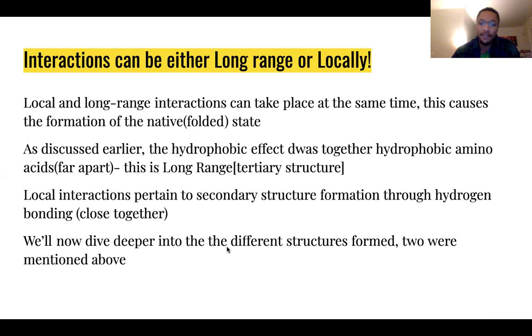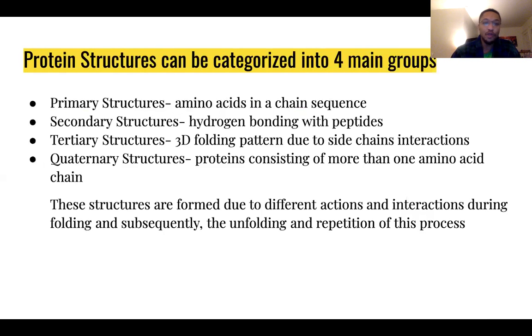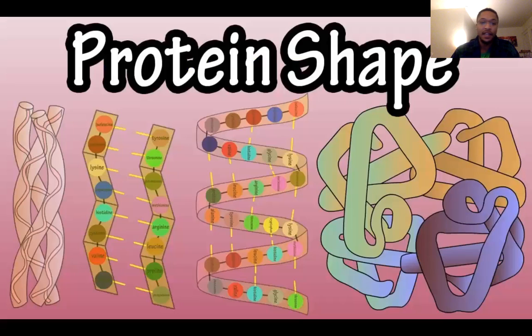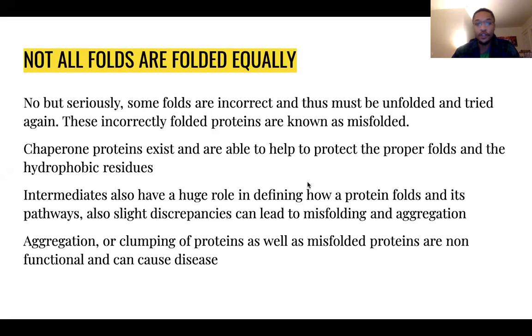Now let's take a deeper dive into the structures formed. So proteins can be categorized into four main groups. We have our primary structures, our secondary structures, our tertiary structures, and our quaternary structures. These structures are formed due to different actions and interactions during folding and subsequently the unfolding and repetition of this process. Here's a better picture. Right here, we have our primary structure, our secondary structures, our tertiary structure, and our quaternary structure, which is multiple structures combined into one. And not all folds are folded equally.